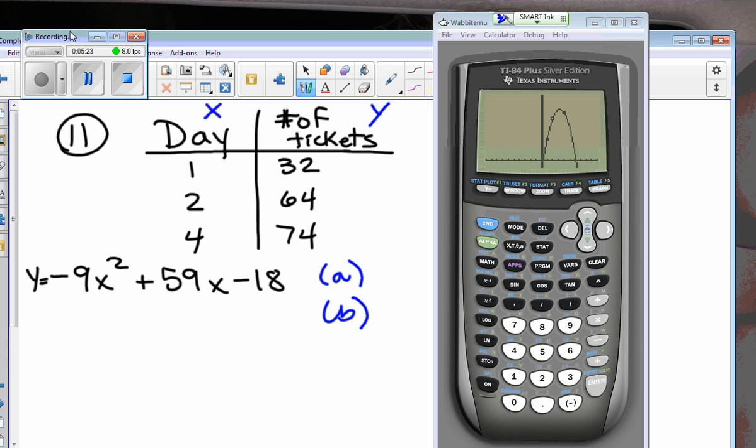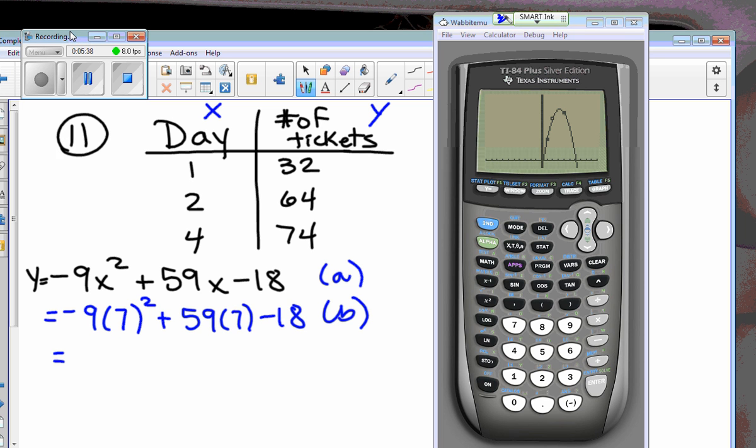Plug in what? Plug in what for X? 7. That's exactly what I would do. So I'm literally going to do that. I'm going to plug in a 7 for X because that is the number of days. And tell me what you get. When I plug a 7 in for X, what do I get? Something kind of weird. Negative what? Negative 46. How can I sell negative 46 tickets? That's the answer to part B.